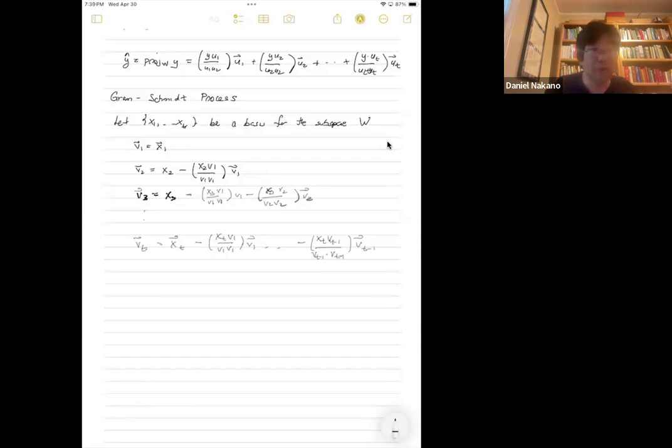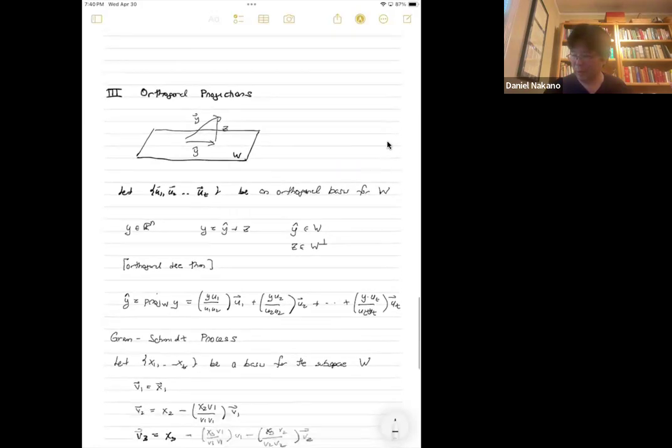Okay, so once you do that, the v's are orthogonal. So v1, v2 up to vt is an orthogonal basis for W. Okay, so that's what the Gram-Schmidt process allows you to do.